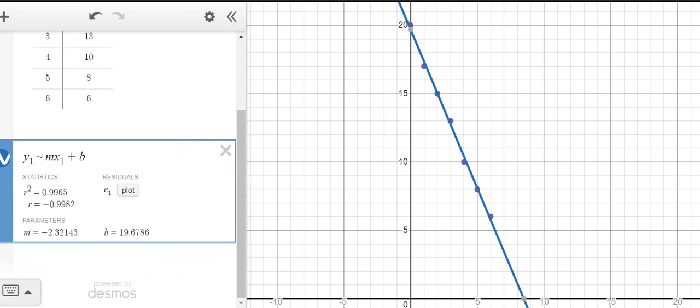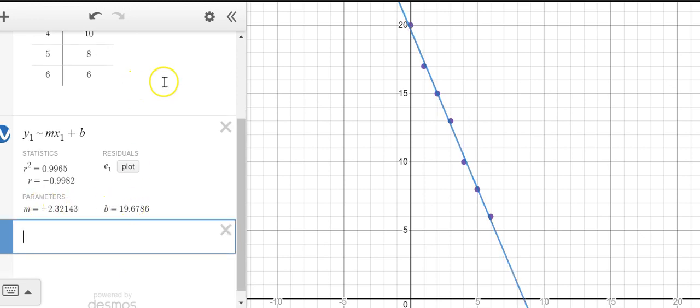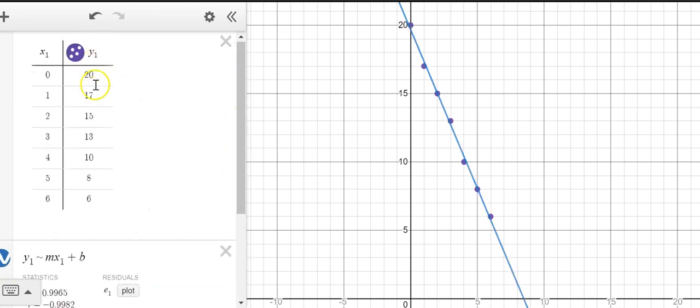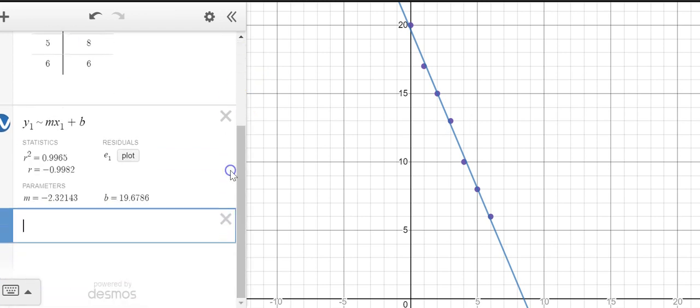Now down here in this area, it tells me the parameters. Those are the things that I'm interested in. If I look at it, I have to find a slope and a y-intercept if I want to find the y equals mx plus b form, and it tells me right here. So it takes all of our information. We give it the approximate linear equation using y1 and x1, and then it tells us what the m value should be and the b value should be.